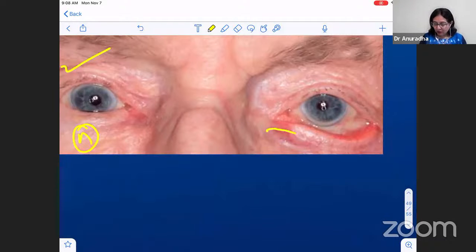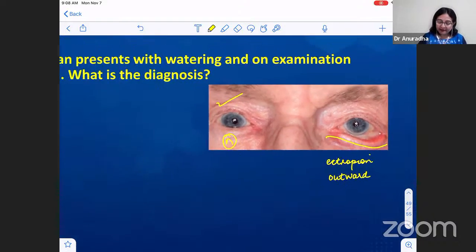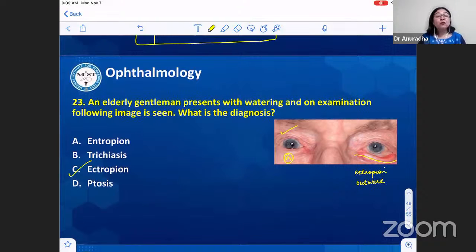Yes, you can see the lower lid is turned outward. No, beta. What is this outward turning? Outward turning of the lower lid. It is not inturned. It is outward turning of the lower lid. So the diagnosis is choice C, beta, ectropion.